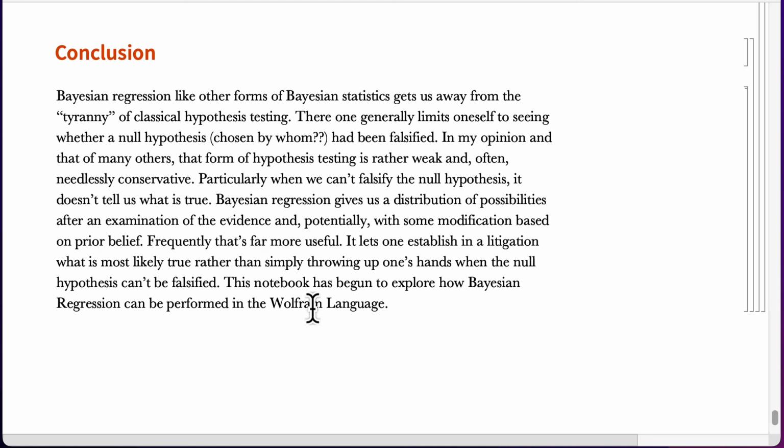I think quite frequently that is far more useful in a litigation context, if you can get away with using Bayesian statistics. You're going to say, here's what's likely true, instead of just, well, I couldn't disprove the null hypothesis. That doesn't tell you very much. Bayesian regression tells you what's true, and what I've tried to do in this essay is to show you how Bayesian regression can be performed and understood in the Wolfram language.